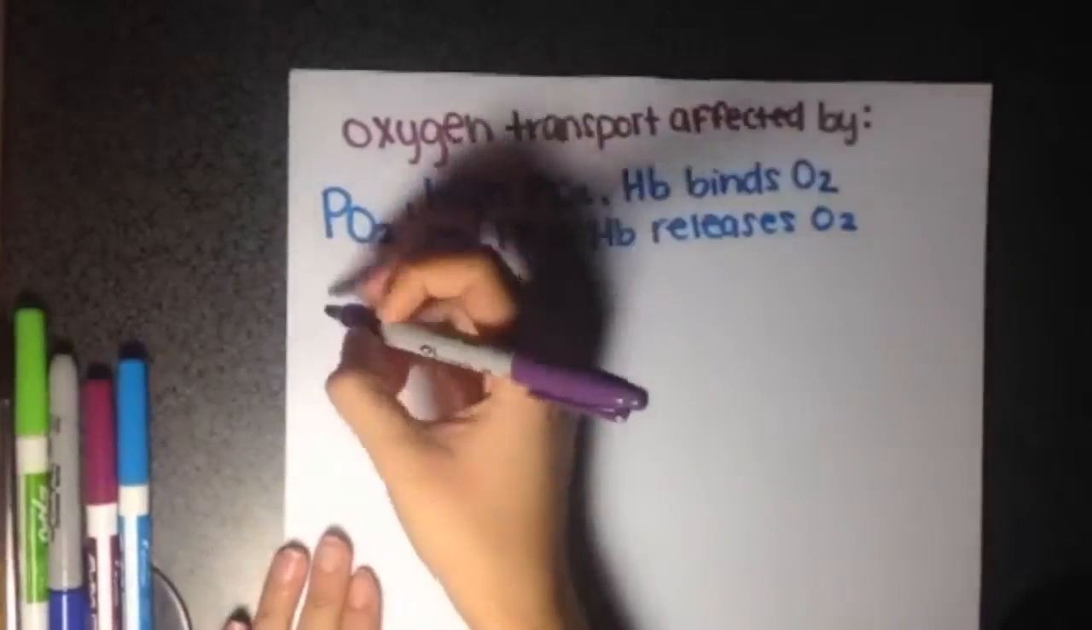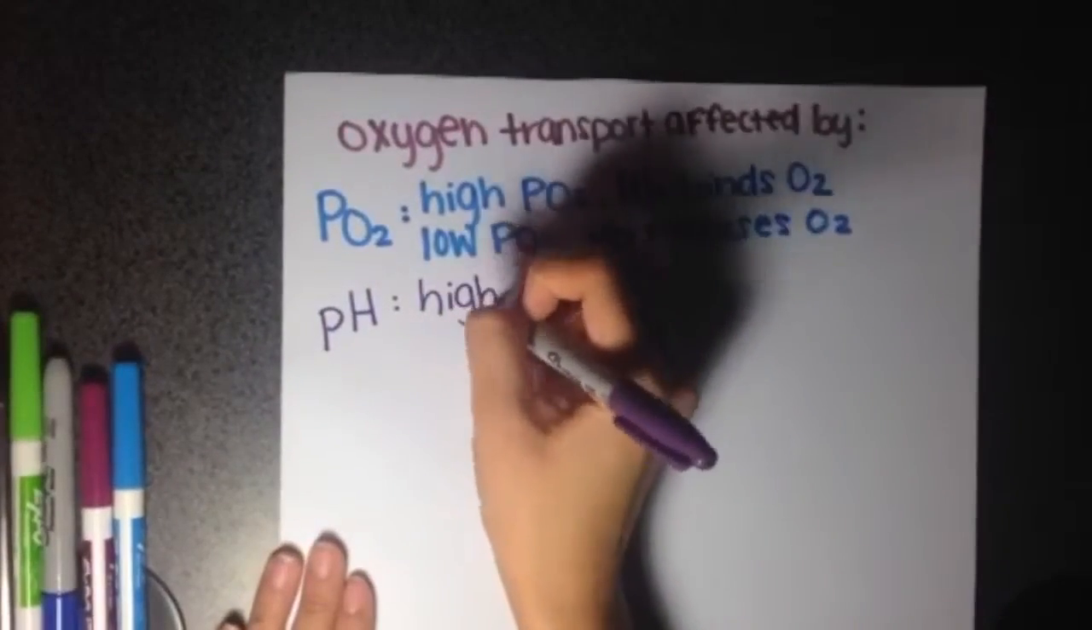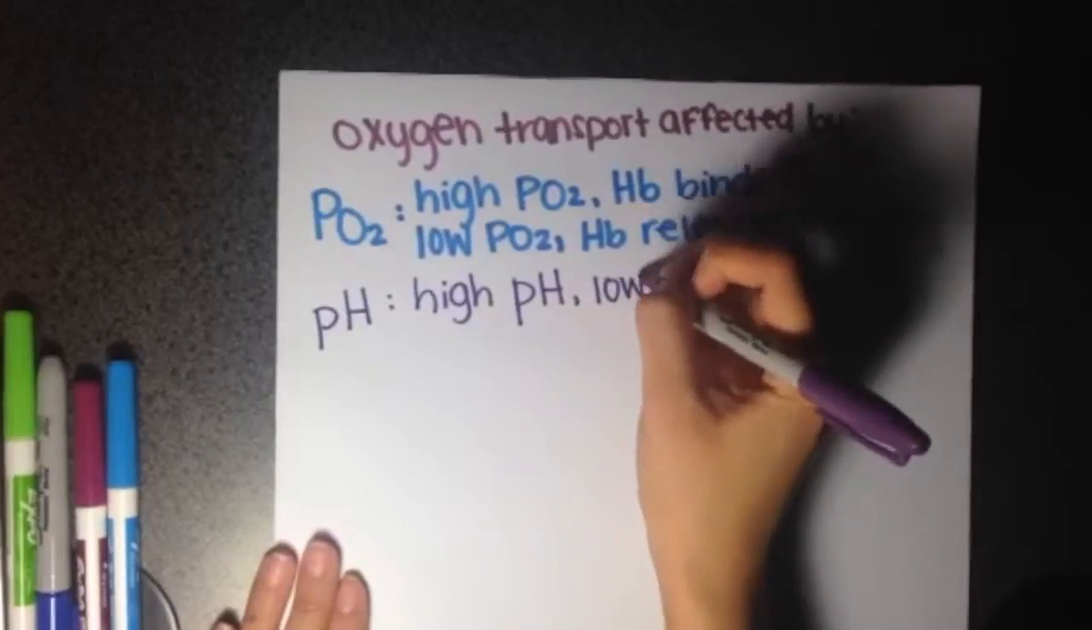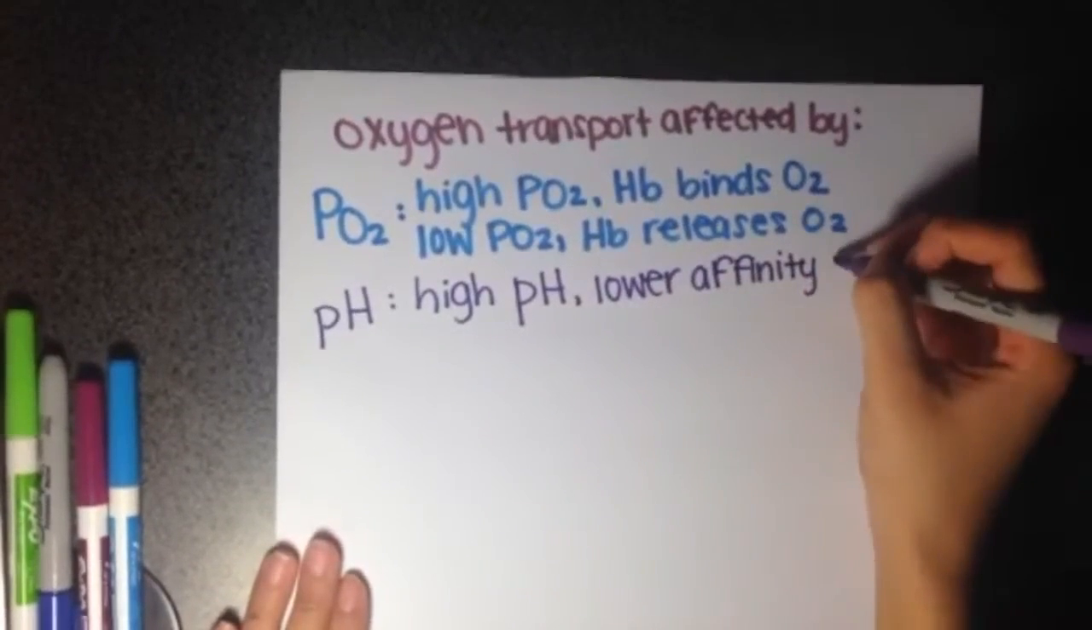When there is a high pH, there is a lower affinity for oxygen. This is because when there is a high pH, there is a high number of hydrogen ions, which also increases the amount of carbon dioxide. Therefore, more oxygen needs to be released.